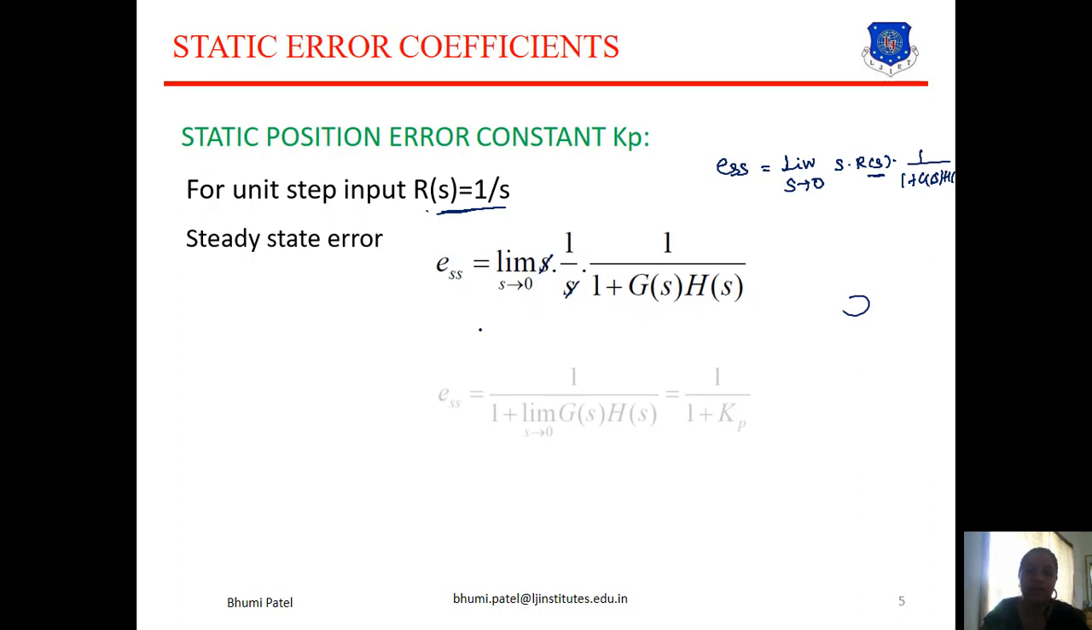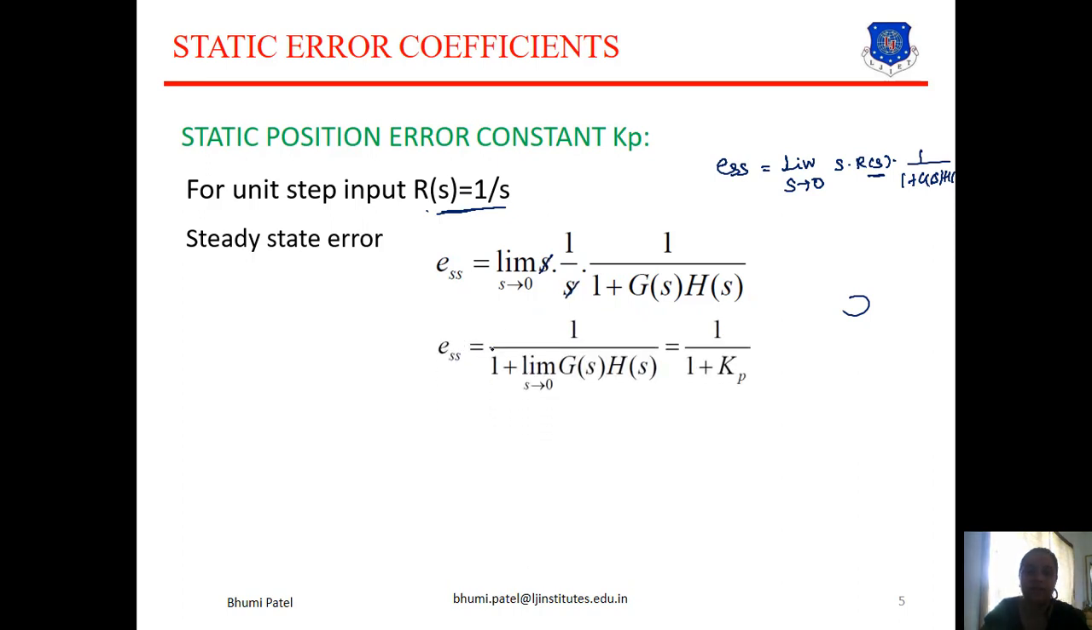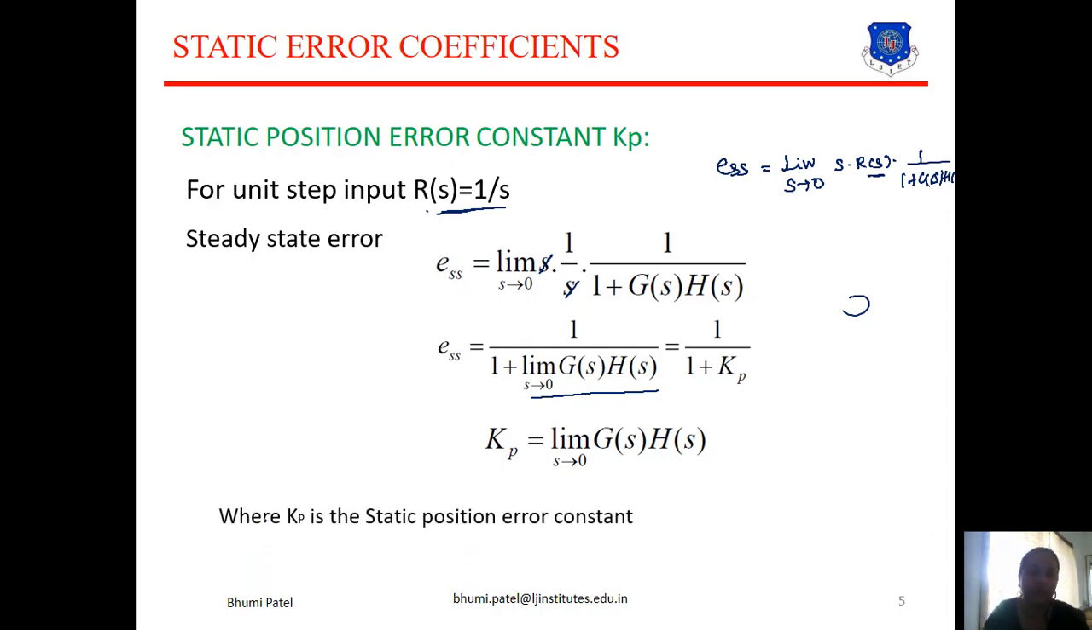Cancel out s. We can get ess is equal to 1 upon 1 plus limit s tends to 0 g(s) h(s). We can put limit s tends to 0, g(s) h(s) is equal to Kp. So the equation for the static position error Kp is equal to limit s tends to 0, g(s) into h(s), where Kp is the static position error constant.